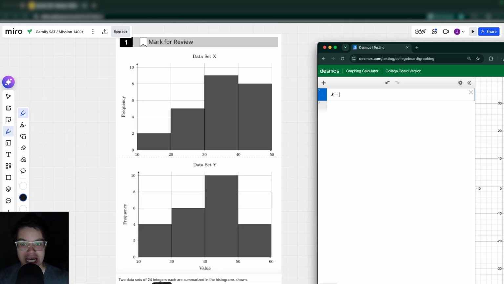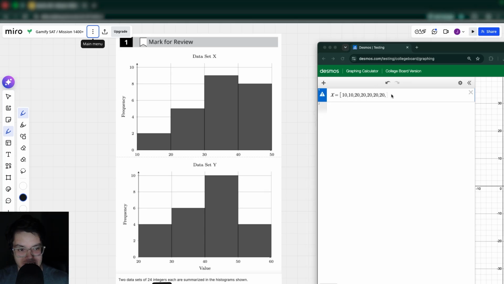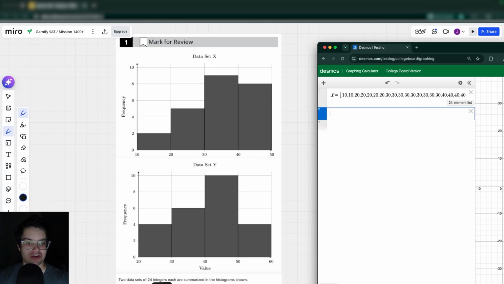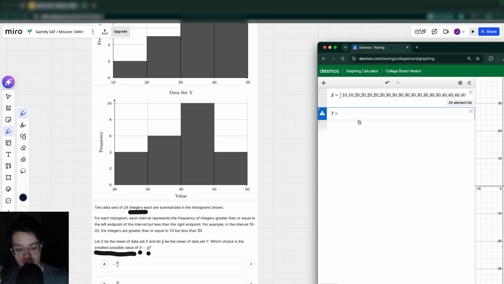For x, we can say that it would be 2 instances of 10, there would be 5 of 20, there would be 9 of 30. Okay, this is going to be a lot, but I guess it's going to be worth it. There would be 8 instances of 40, and that would give us x. Okay, for y now, just exact same thing, except now we're trying to go for the biggest one we can. So there would be 4 instances of 29. There would be 6 instances of 39. There would be 10 of 49. And then finally, there would be 4 of 59.